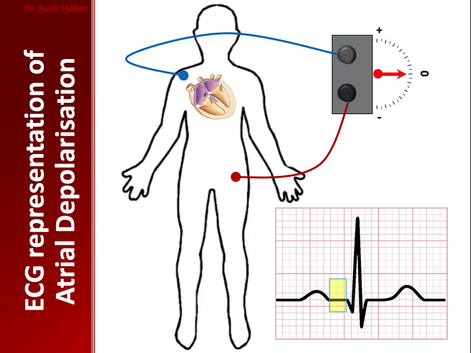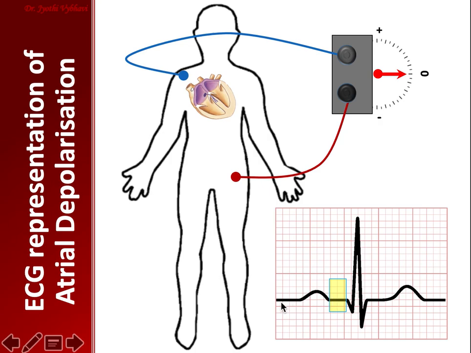So we say that the AV node whispers and does not talk, and this cannot be heard by the ECG machine. We just get a straight line, and it is called the PR segment. I'll be telling you the names later. This is the P wave, and this is the PR segment. The P wave represents atrial depolarization and the PR segment represents AV nodal depolarization, which shows no electrical activity. So, AV nodal delay and isoelectric line.